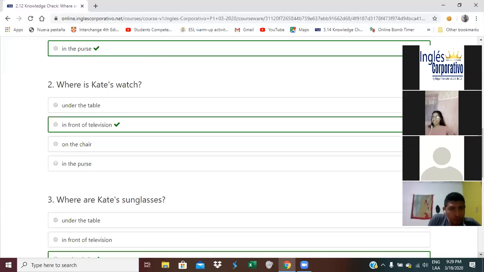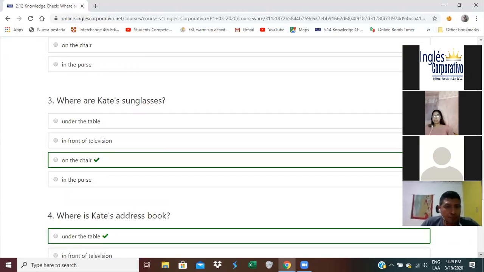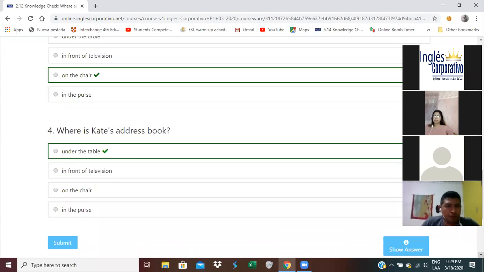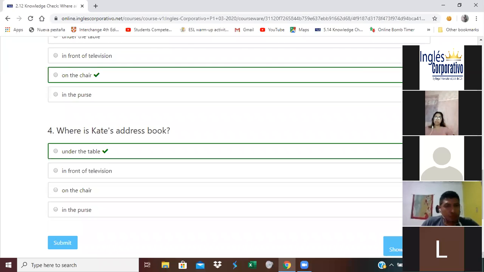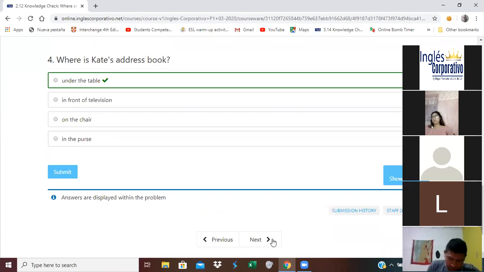Nelly, number three. Where are Kate's sunglasses? On the chair, very good. Liz, number four. Where is Kate's address book? Under the table. Perfect. Okay, let's look at the following one. What we're going to be looking at after this activity right here, we're going to be moving on.